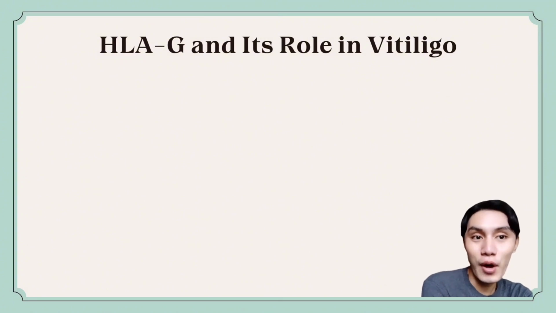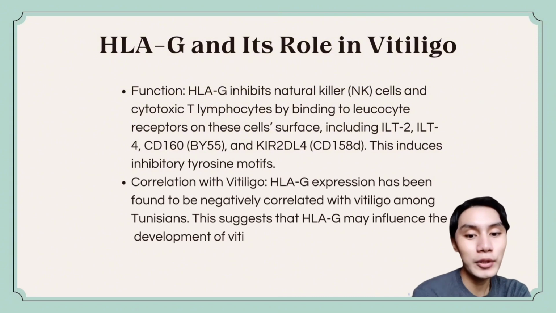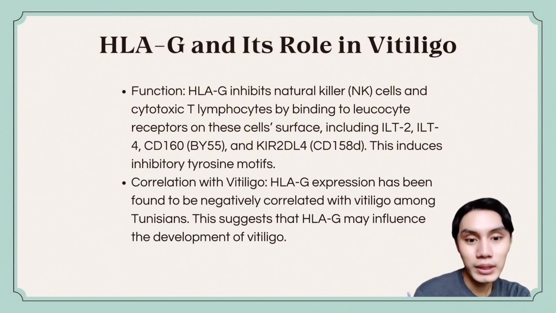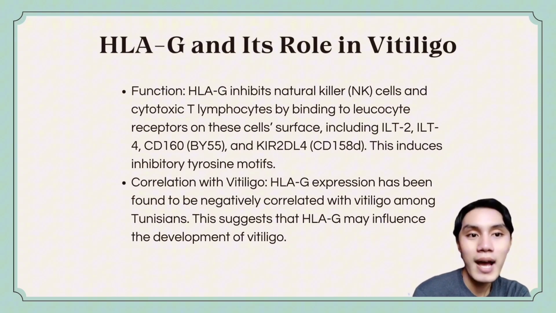Now, let us go through HLA-G and its role in vitiligo. The function of HLA-G is to inhibit natural killer cells and cytotoxic T lymphocytes. It works by binding to leukocyte receptors on the cell surface, which include ILT2, ILT4, CD160, and KIR2DL4. This includes inhibitory tyrosine motifs.